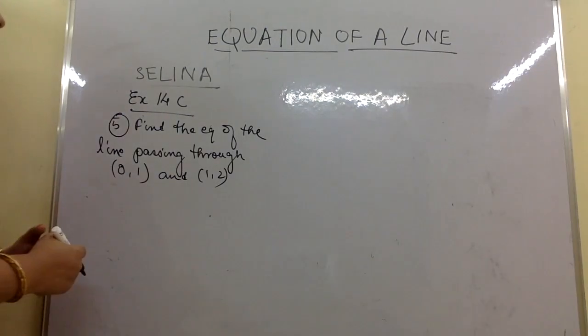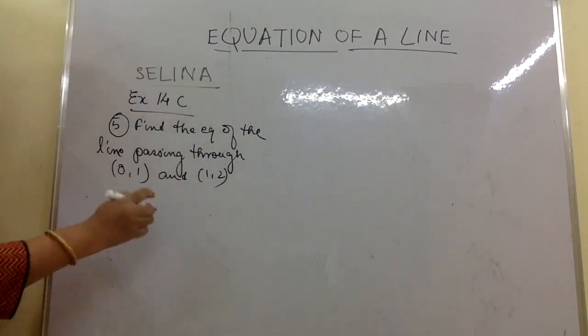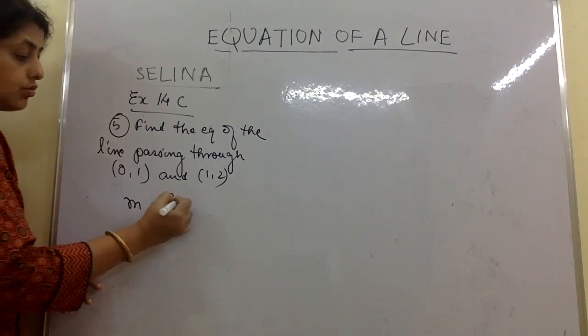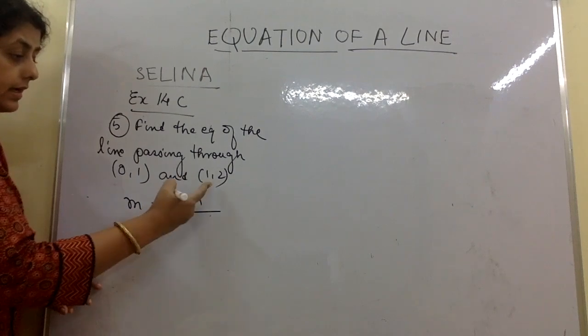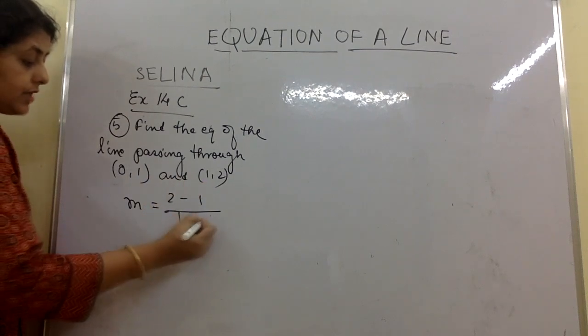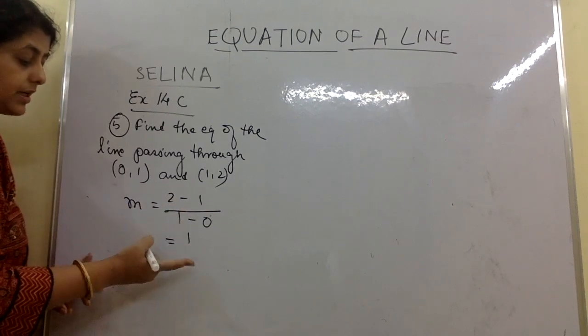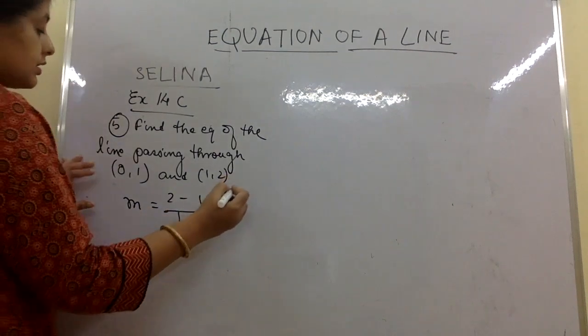Now in this question, find the equation of the line passing through these two points. We can actually find the slope like this, and I will show you both ways. m is equal to 2 minus 1 over 1 minus 0. So how much is it? 1 by 1, that is 1. Slope is 1. Now we are going to substitute it here.